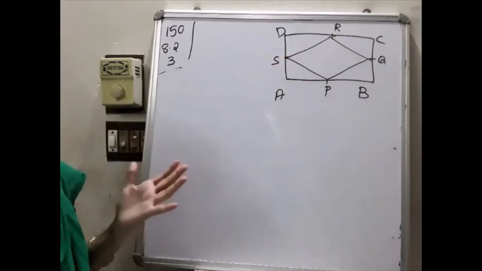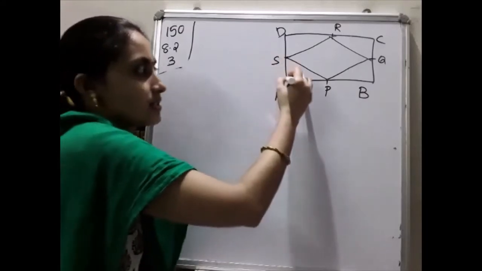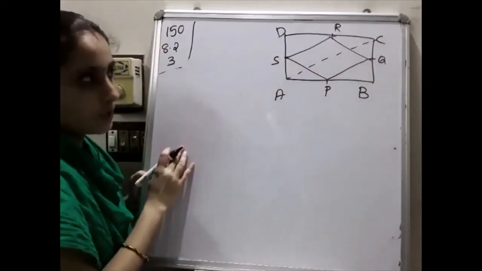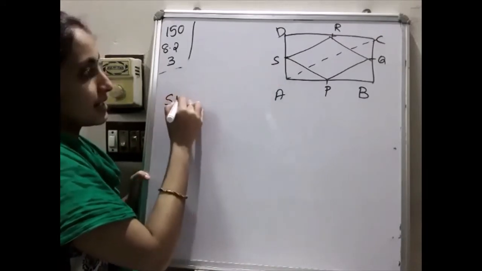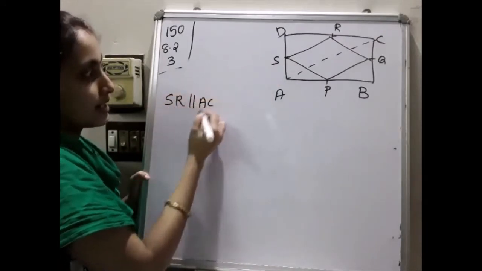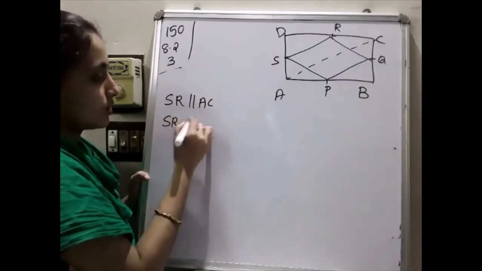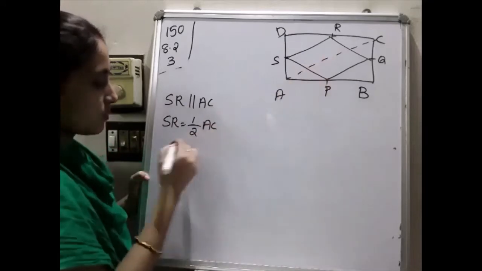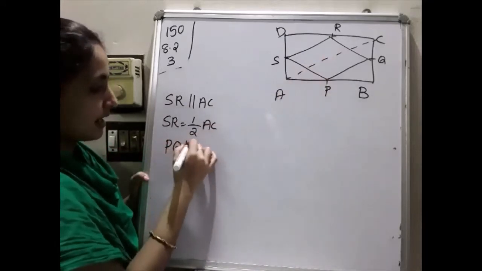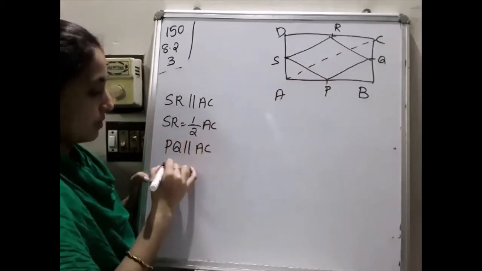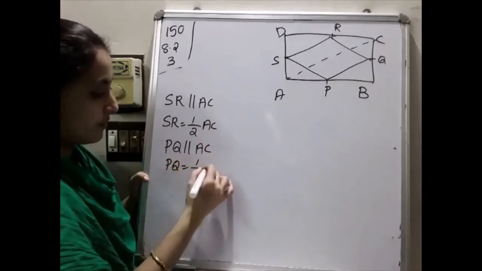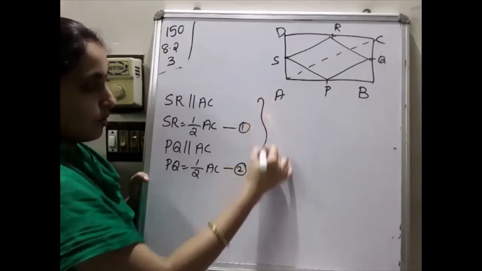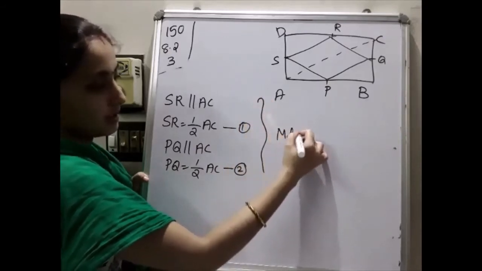So similar steps that we did in the previous two questions. I am drawing the diagonal here. So join that too. So what we can say? SR parallel to AC and SR is equal to half AC. How? Because they are midpoints. And also from this, PQ parallel to AC and PQ is equal to half AC. So this is equation number 1 and this is equation number 2. The reason is the midpoint theorem.